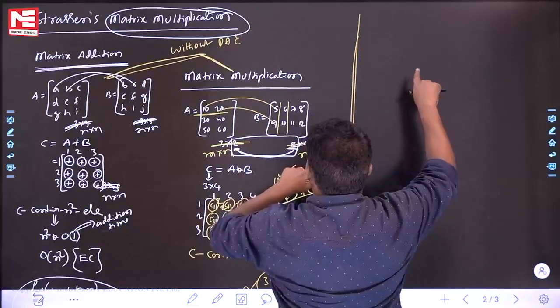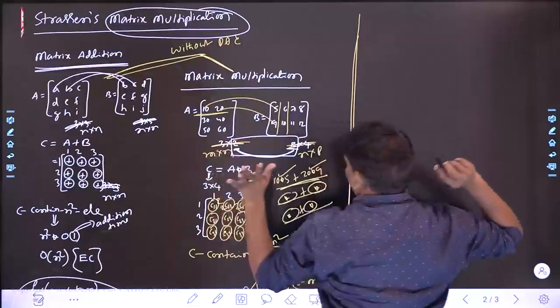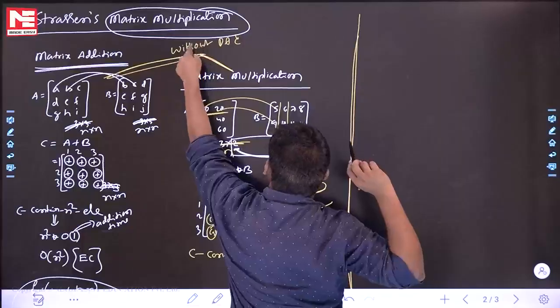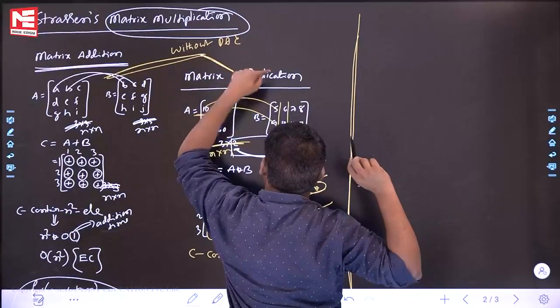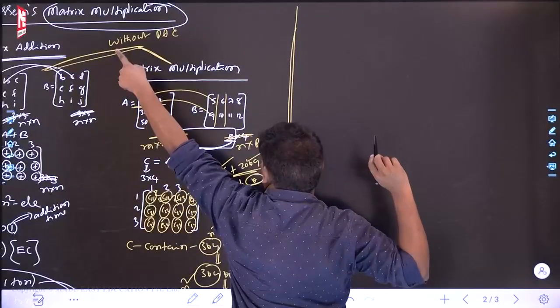But with divide and conquer. Using divide and conquer, how will matrix multiplication be done? I will explain. This is not our goal. Only for namesake I explained. Without divide and conquer, I did the multiplication. Now with divide and conquer, I will do multiplication because the topic is that only.